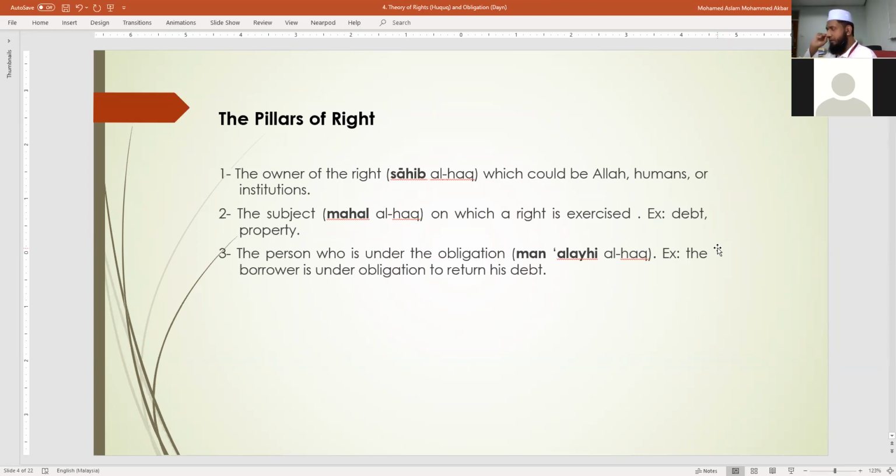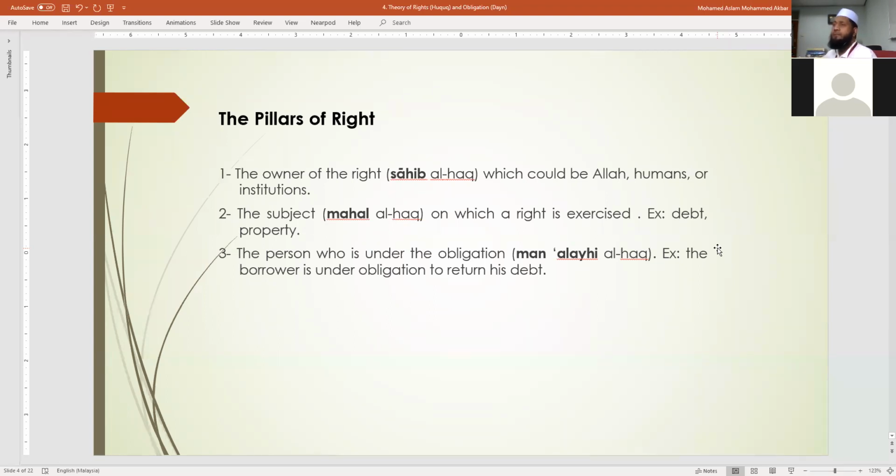For example, if it is between Allah subhanahu wa ta'ala and us, then Allah subhanahu wa ta'ala is the sahib al haq. If it is between human being and human being, then the human becomes the sahib al-haq. For example, if it is between myself and the university, then the university becomes the sahib al-haq.